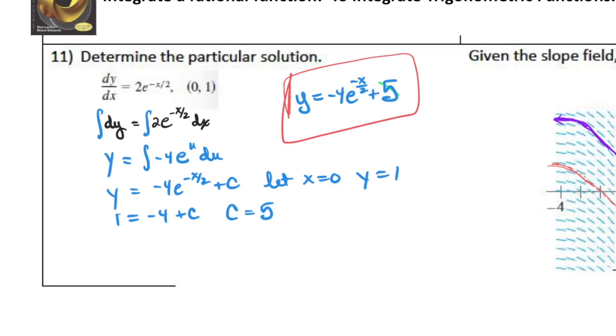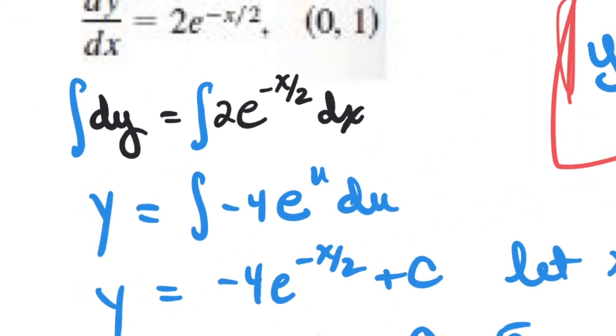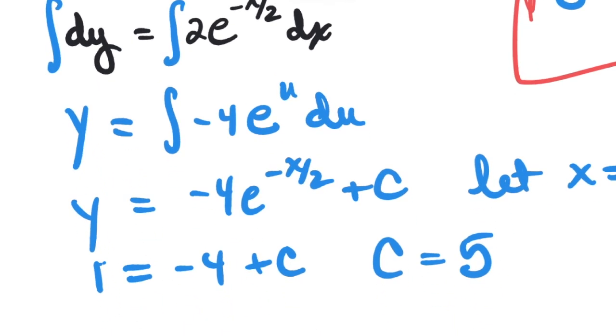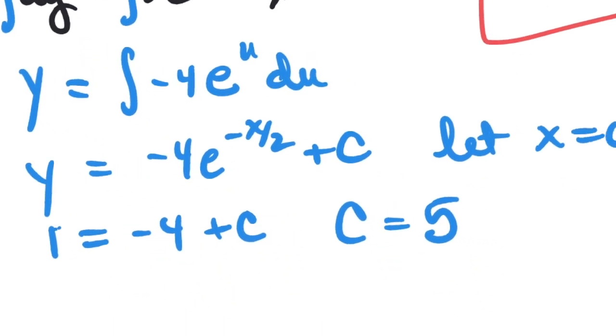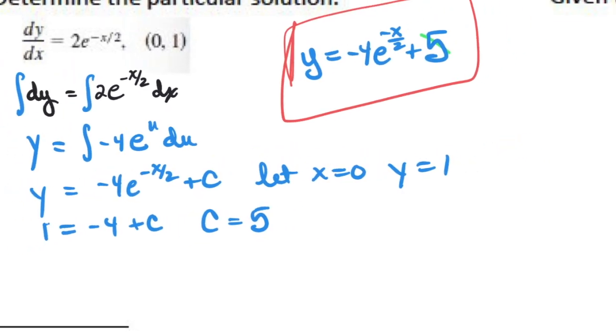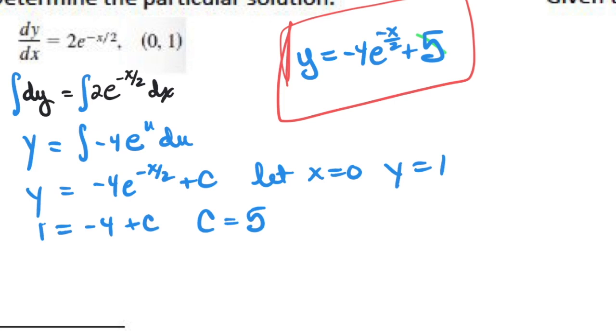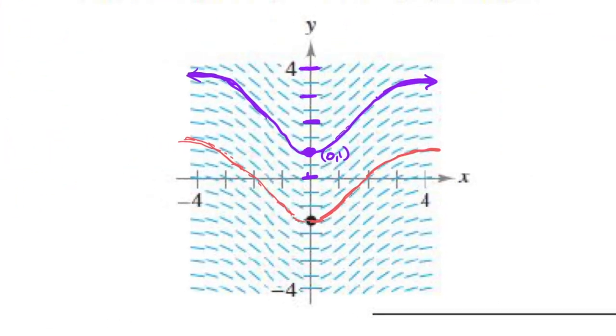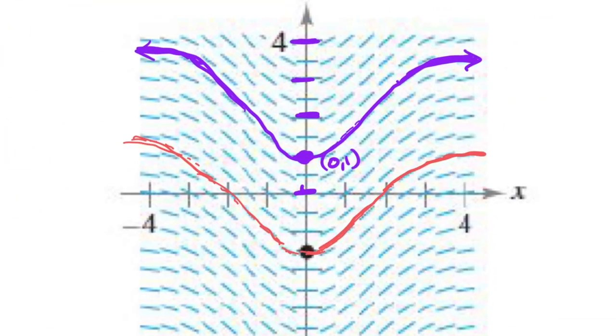So as you are working on number 11, you use separation of variables again. Solved for the left side, you got y, and when you did the right side, you got negative 4e to the negative x over 2 plus c. But once again, you had to figure out the c value, given that x was 0 and y was 1. Now for the second part of the problem, if you actually graphed the starting point 0, 1, you would get the purple graph, and if you just used the point that was given to you, you would get the red graph.